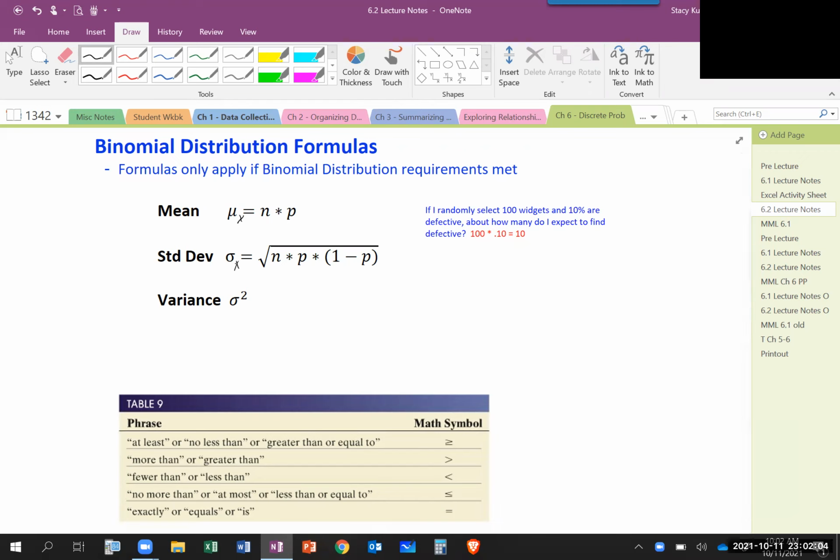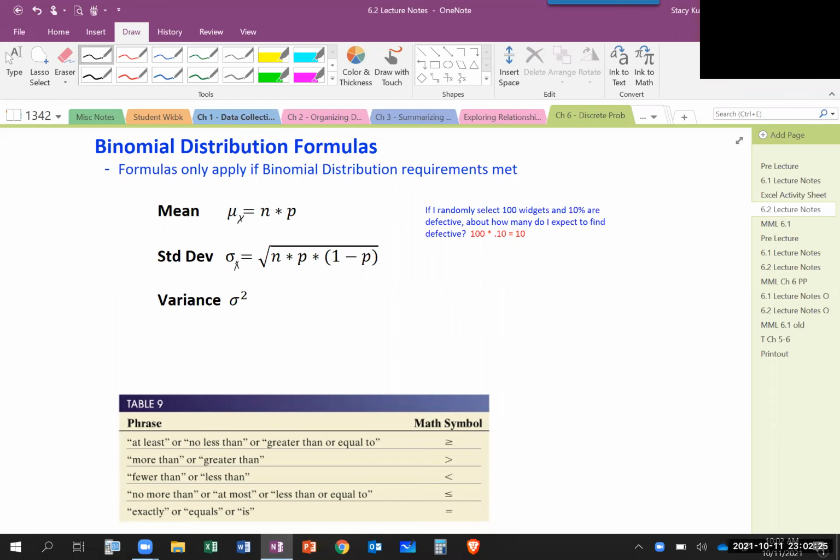So Michael, to your question, if I randomly selected 100 widgets and 10% of them are defective, how many would I expect to find defective? 10% of 100, right? So I would expect to find 10, right? So that 10% is what we expect to have happening, okay?